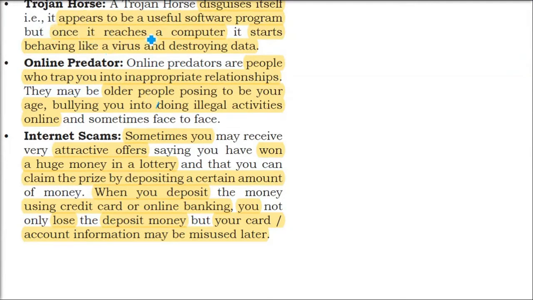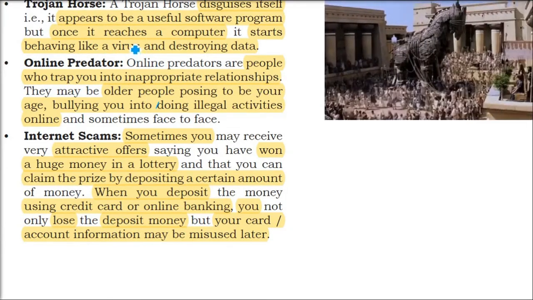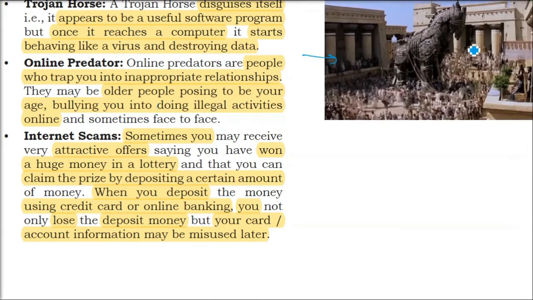Trojan horse. What is a Trojan horse? It was in a story. So what happened here was one king was not able to defeat the other one. So now he decided to gift a horse to the adversary. But this horse was containing the soldiers. It came as a gift.